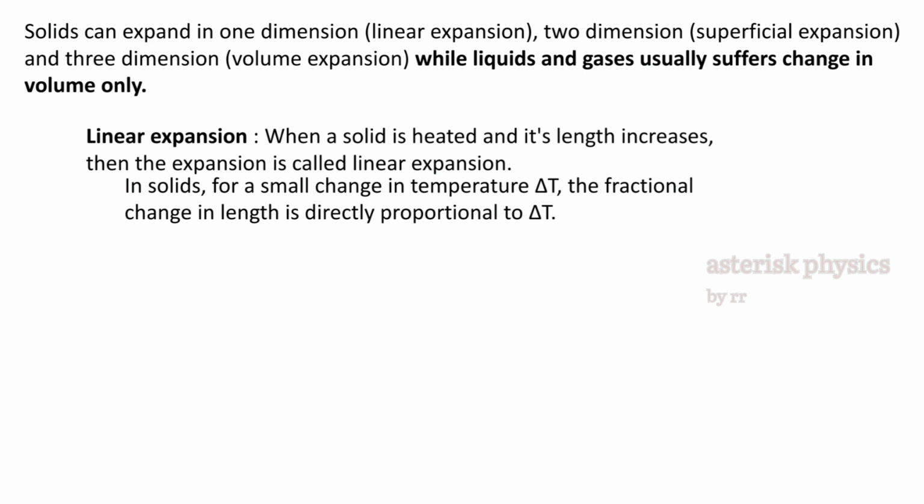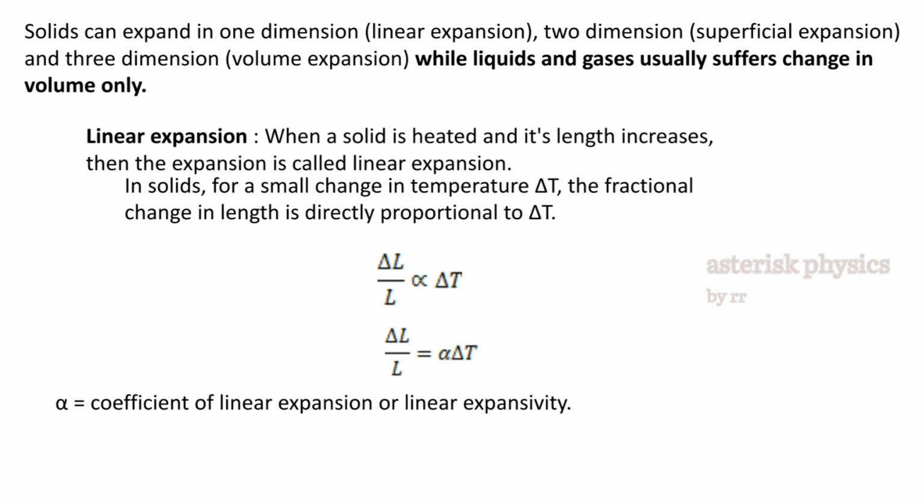If delta L is the change in length and L being the original length, then we have delta L by L, which is the fractional change in length, is directly proportional to delta T, where delta T is that small change in temperature. That is, delta L by L is equal to a constant alpha into delta T, where alpha, the proportionality constant, is called coefficient of linear expansion or linear expansivity. Metals expand more and have relatively high value of alpha.